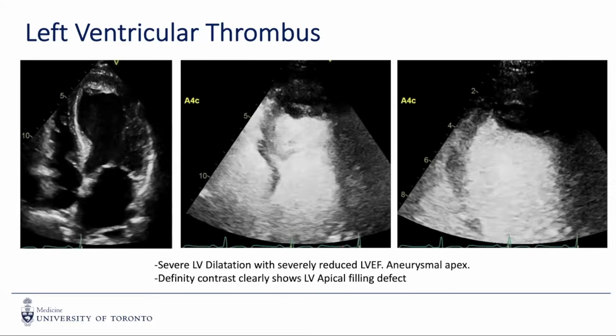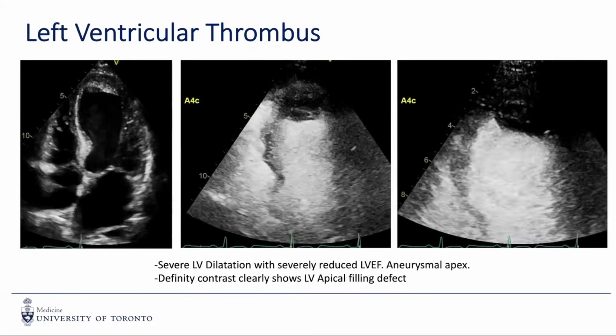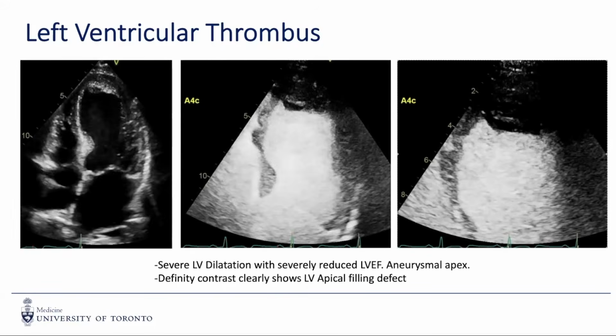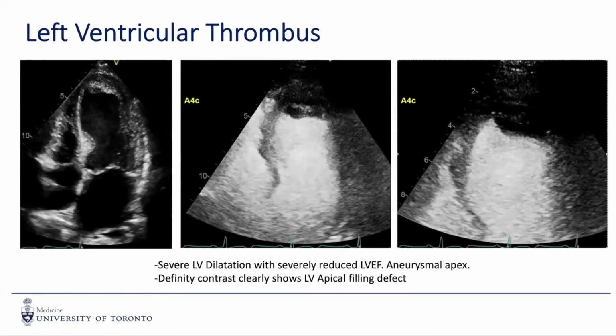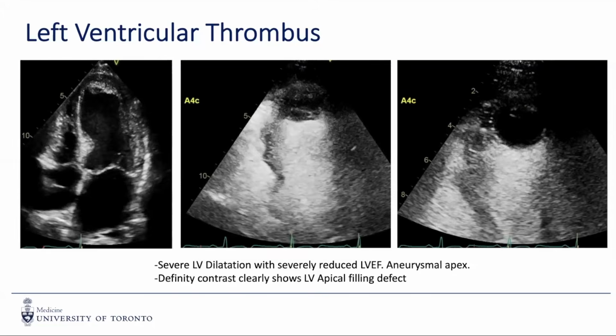Some more pictures here with another case. Once again, the LV appears quite dilated. And you can appreciate on the right how Definity contrast really helps identify that there is an abnormal mobile mass there that's quite separate from the walls. And it can help seal in the diagnosis when you're not too sure.